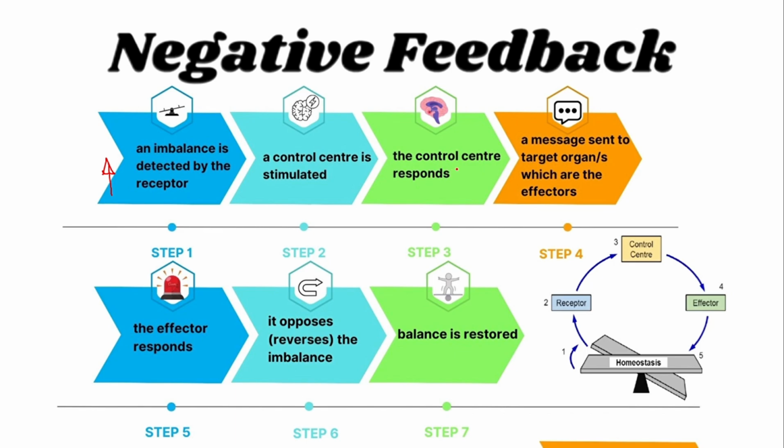Okay, so now how will the control center respond, right? It will send a message, and this normally involves the hormones. Because remember, hormones are considered to be chemical messengers, right? So a message will then be sent to the target organ to say that something's wrong, and we need to do something about it. So the hormones will then try to reach the target organ.